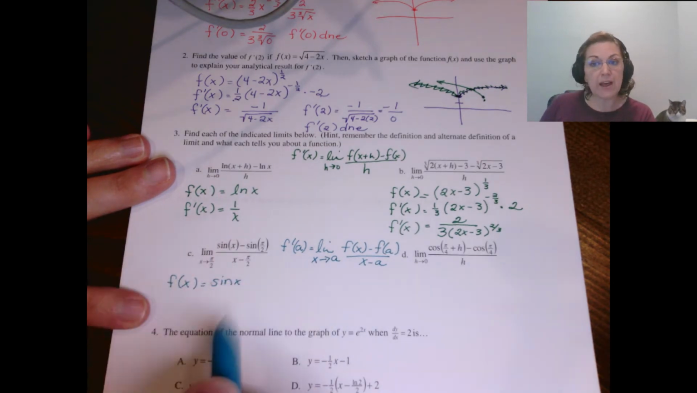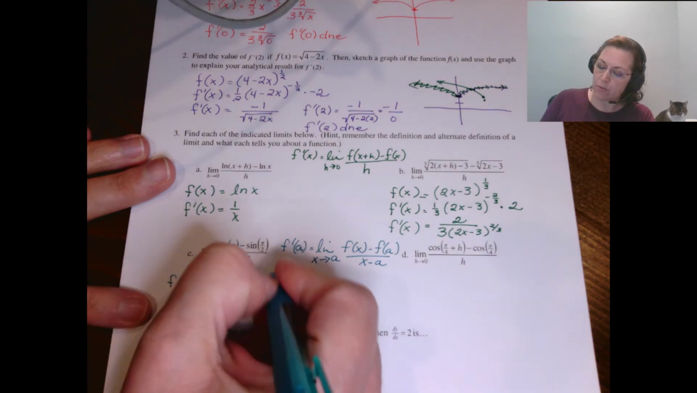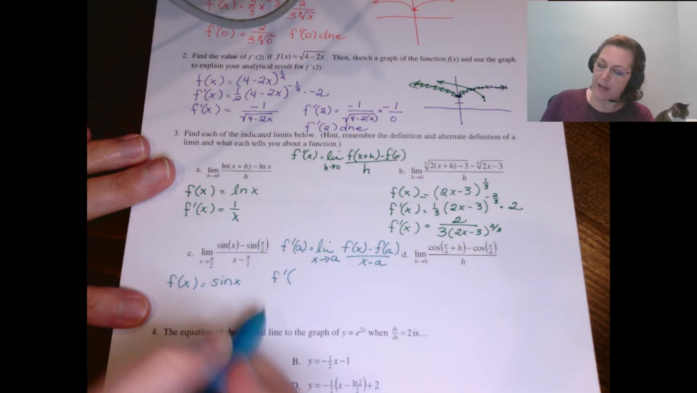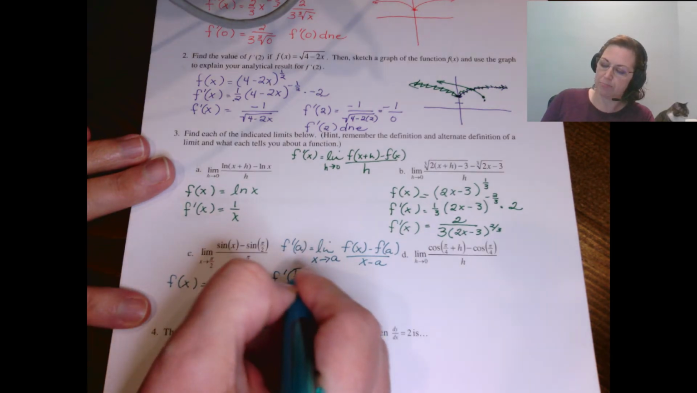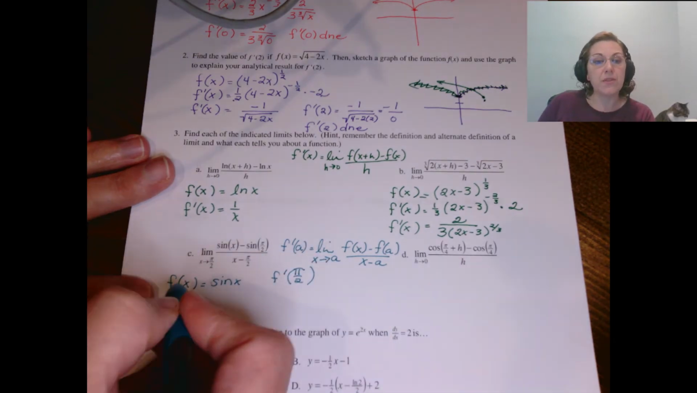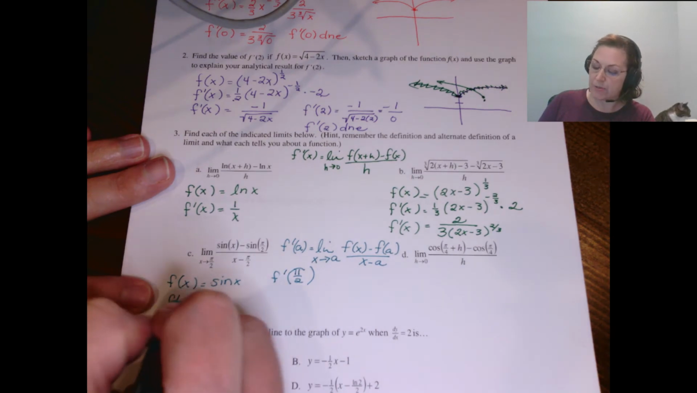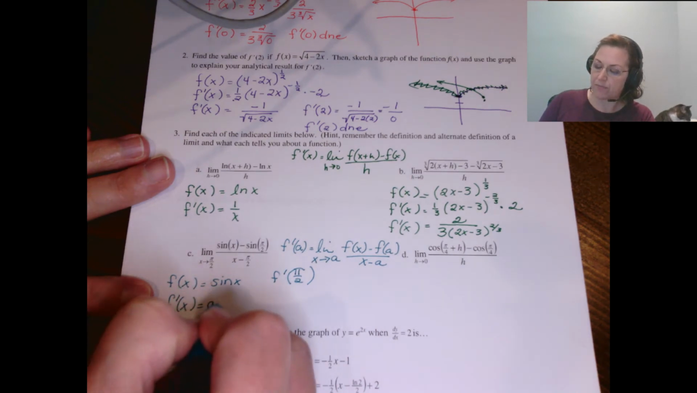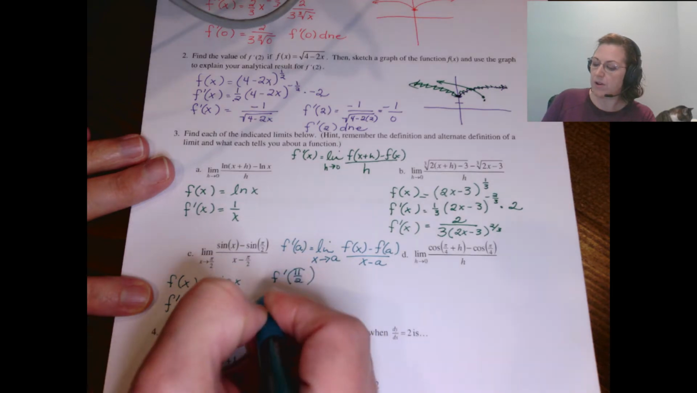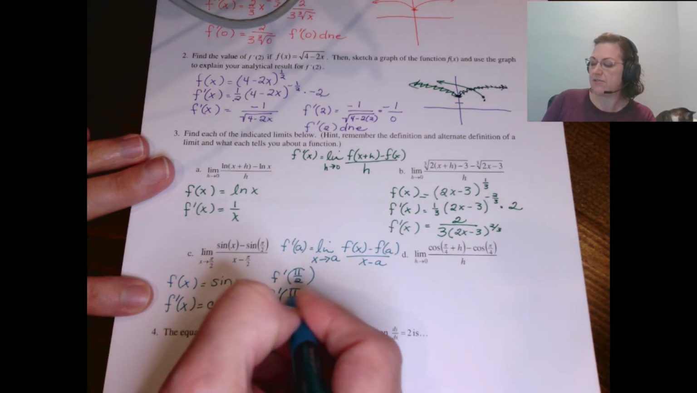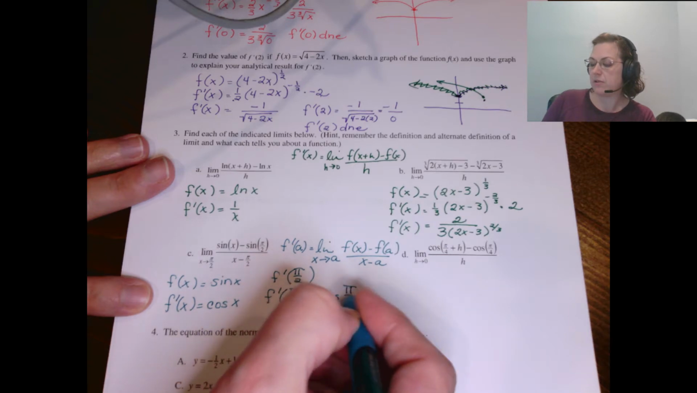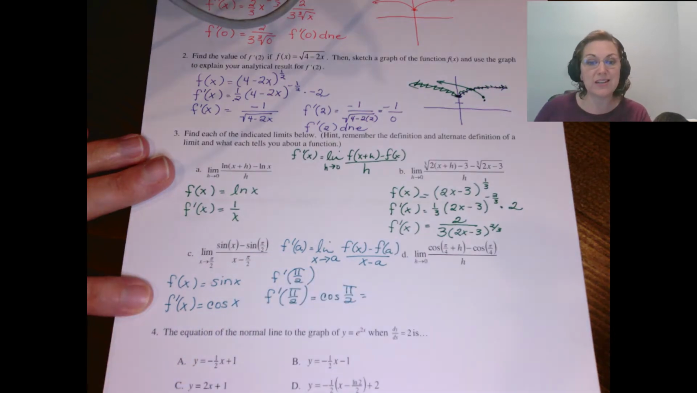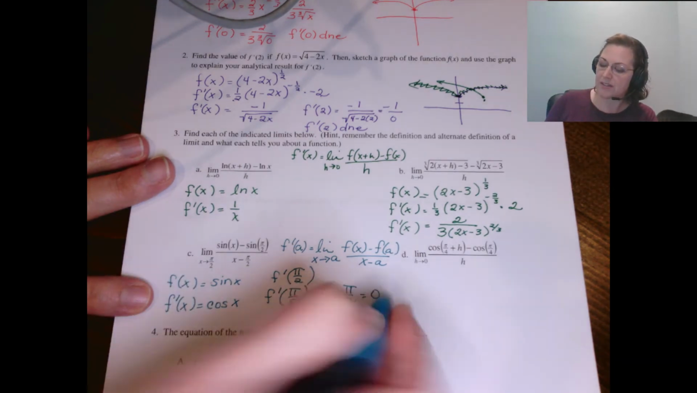But also pull out what the question is asking for. The question's asking for what is f prime of a? Well, a in this case is pi over 2. So the derivative of sine is cosine. And then we want to find the derivative at pi over 2, so we're doing cosine of pi over 2. Cosine of pi over 2 is at 90 degrees. Coordinates there are 0, 1. So the cosine is 0.